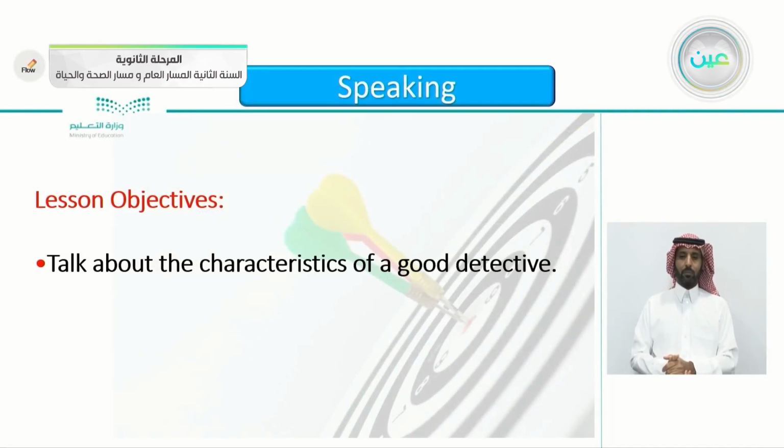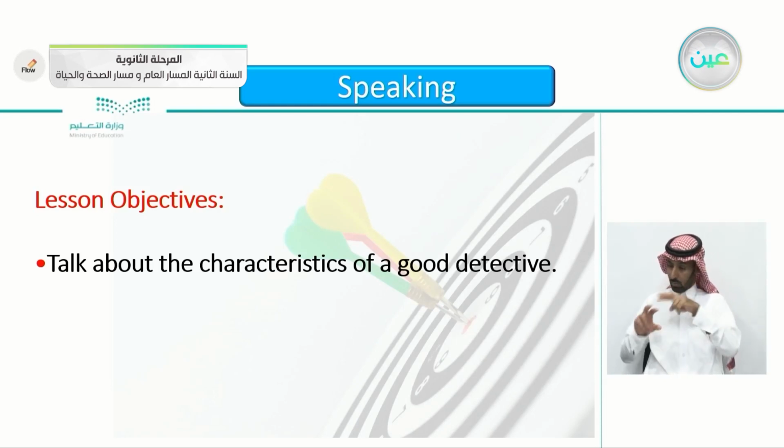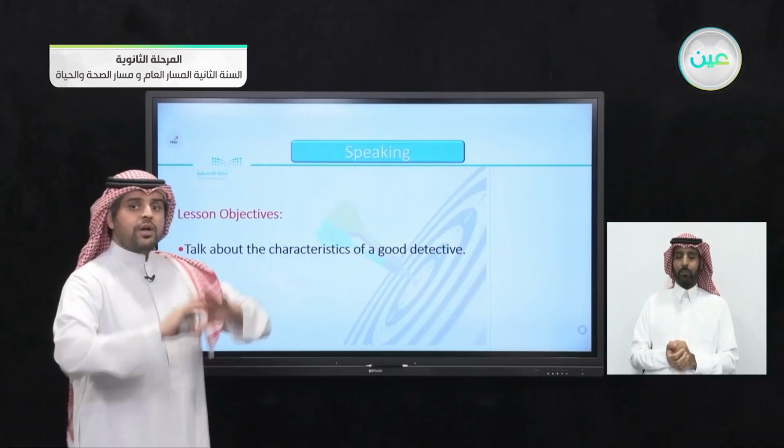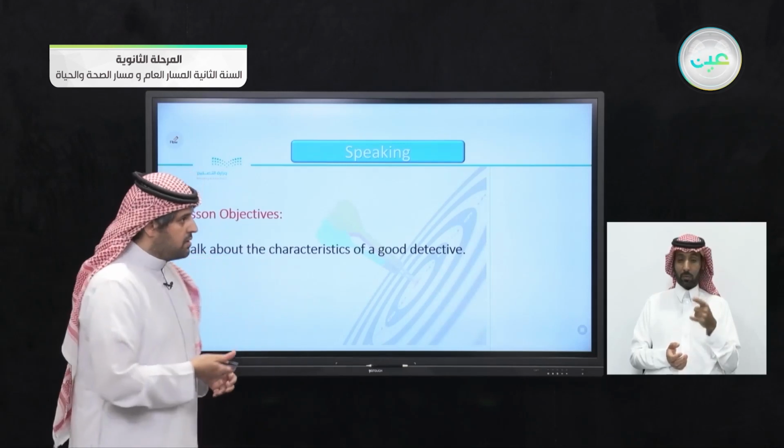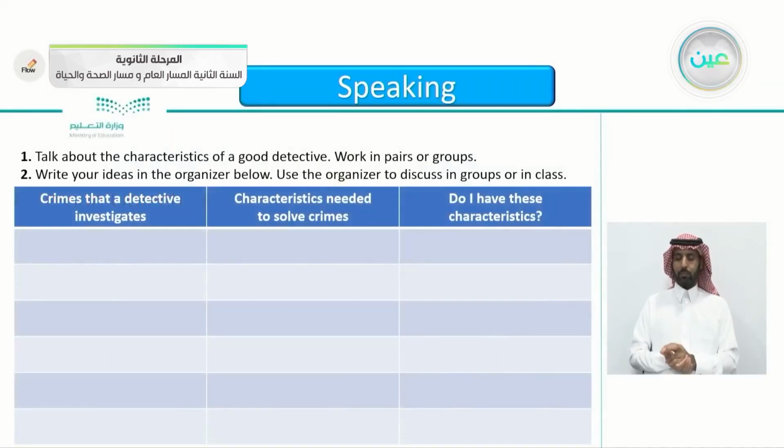So let's begin our speaking lesson today. The objective is to talk about the characteristics of a good detective. So we will be answering what makes a good detective. Work in pairs or groups so you can discuss it with your friend. What makes a good detective? What should he be? Write your ideas in the organizer below. Use the organizer to discuss in groups or in class.